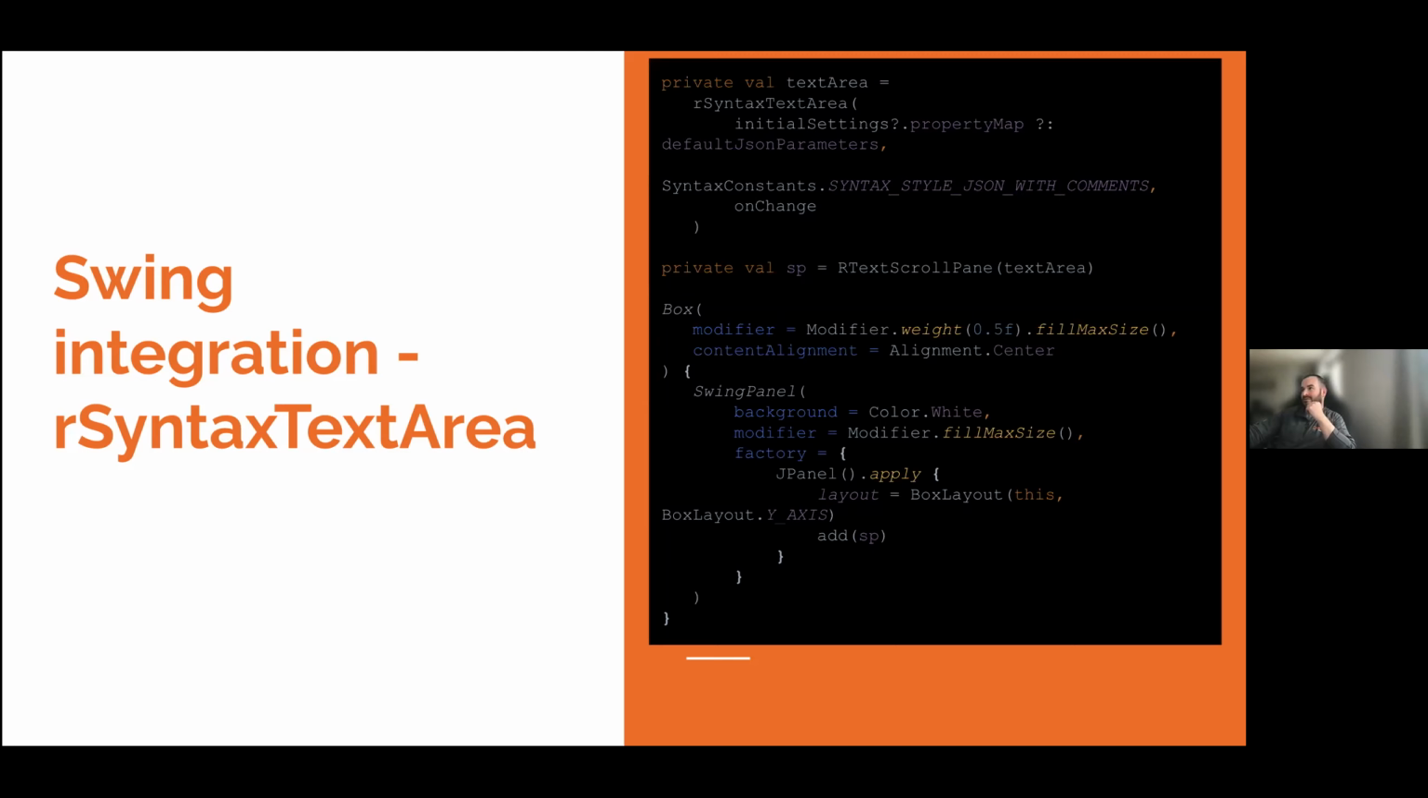So you define your text area and your scroll pane, which is the Swing component, the SP here. Then you have a compose box, and you just use a Swing panel, and then have your own JPanel and add the Swing component. It's really simple. You just instantiate it and put it inside the Swing panel. It was very easy to use.